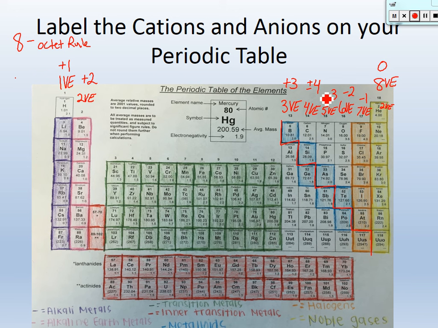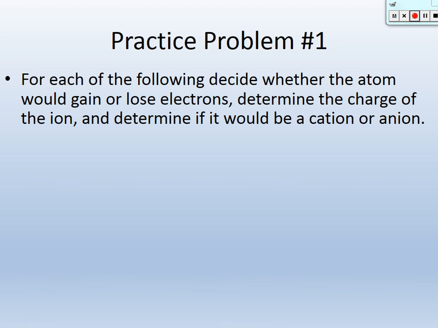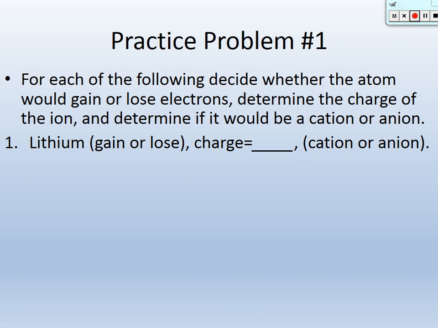They're cations or anions? Anions. So nonmetals will tend to gain electrons. That's the trend. All right, practice problem number 1 in your guided notes. It says, for each of the following, decide whether the atom will gain or lose electrons, and determine the charge of the ion, and determine if it will be called a cation or an anion. So let's go to number 1.